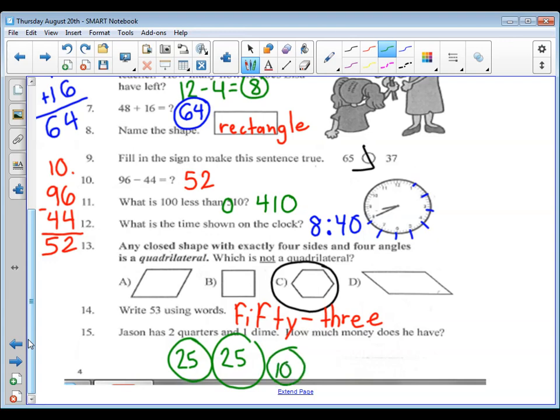Now we need to figure out how much money we have in all. Oh, I'm thinking about when I have quarters, I know 25 plus 25 is 50, and 50 plus 10 more is 60. Hopefully you were able to get that there is 60 cents here, and that is our cents symbol.